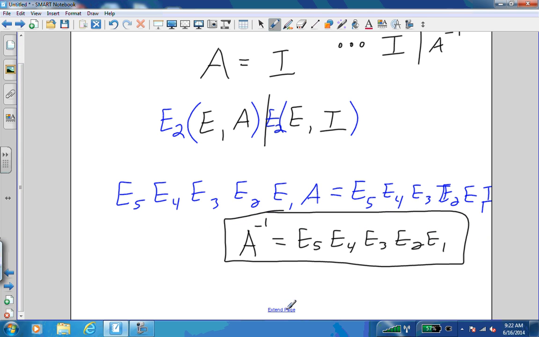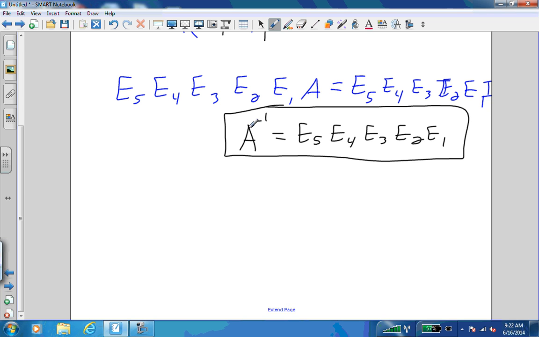So multiplying our elementary row operations together, our elementary matrices, that is our inverse. Now, if we want to write our matrix, not the inverse matrix, but our original matrix, as a product of elementary matrices, let's look at how we would do that.